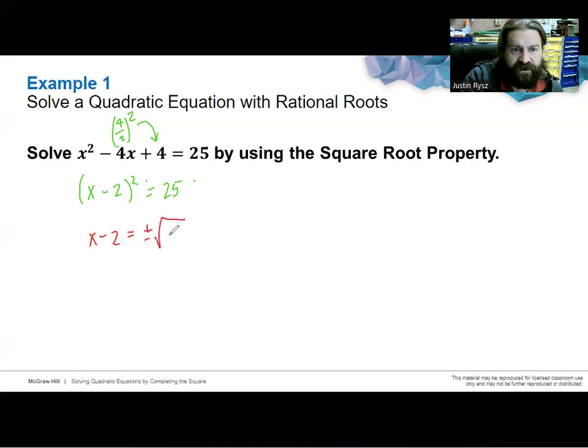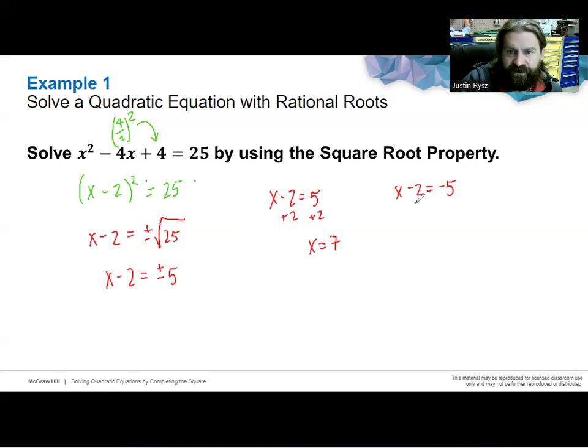We have to remember anytime we take the square root, we get the positive and the negative version. So we basically get two answers here. x minus 2 equals plus or minus 5. And so we're going to split this up into x minus 2 equals a positive 5, and another problem of x minus 2 equals a negative 5. When we add 2 to both sides, I would get x equals 7. And if I add 2 on this side, we get x equals negative 3.